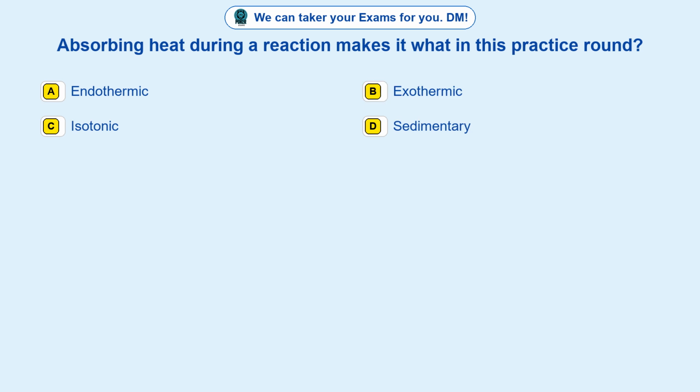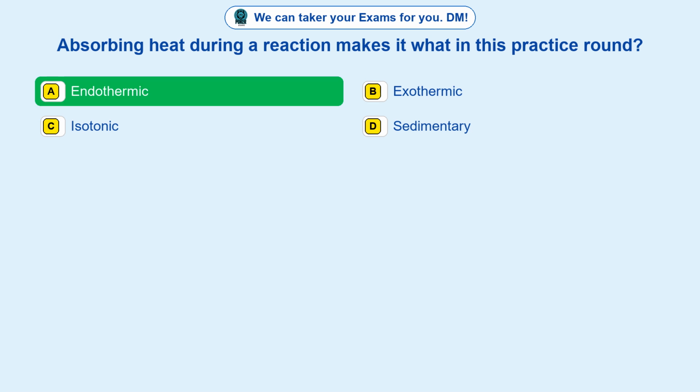Question 47. Absorbing heat during a reaction makes it what in this practice round? Option A, endothermic. Option B, exothermic. Option C, isotonic. Option D, sedimentary. The correct answer is option A.